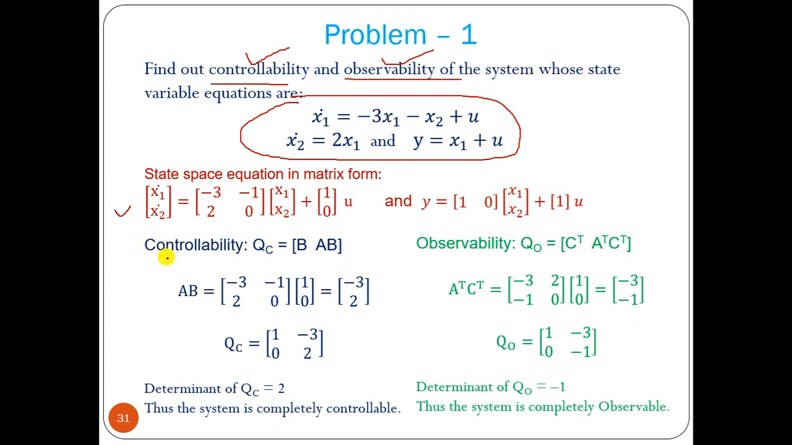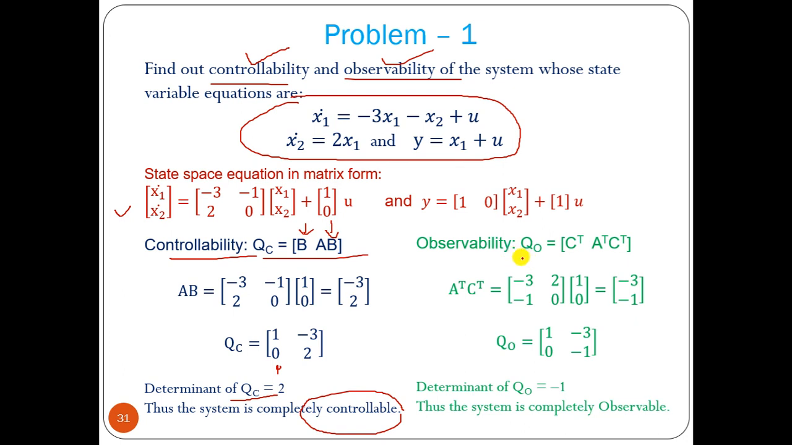Now controllability, you have to find out the Qc matrix. Two columns must be there because we have a 2 cross 2 A matrix. Okay, so B is known. We have to find out AB. So A B multiply, so minus 3, that is 0, 2 again 0, so minus 3 2. Now this is 2 minus 0, so Qc is 2, not equal to 0, so it is controllable.